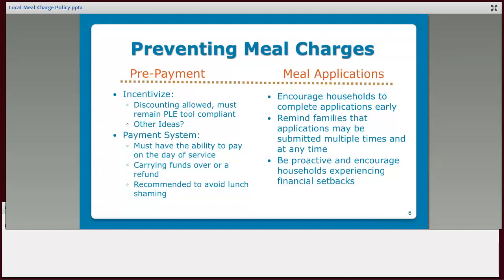Think about who you can involve in the policy that can help your LEA identify households experiencing acute financial setbacks. A school that I interviewed involves their school counselor with completing meal applications. The counselor also has identified students in households experiencing financial struggle and played a part in eliminating that household's chance of accruing meal charge debt.